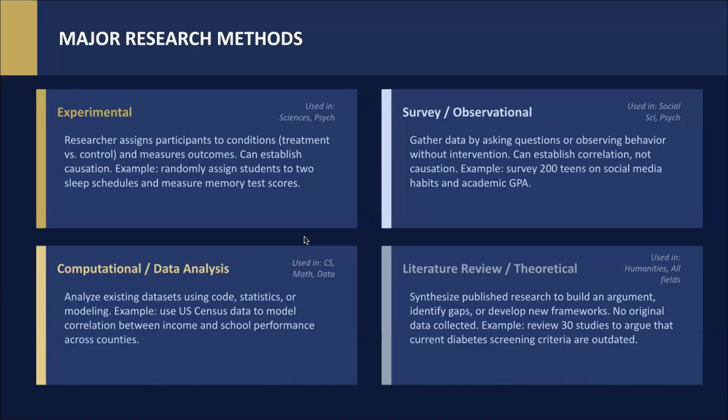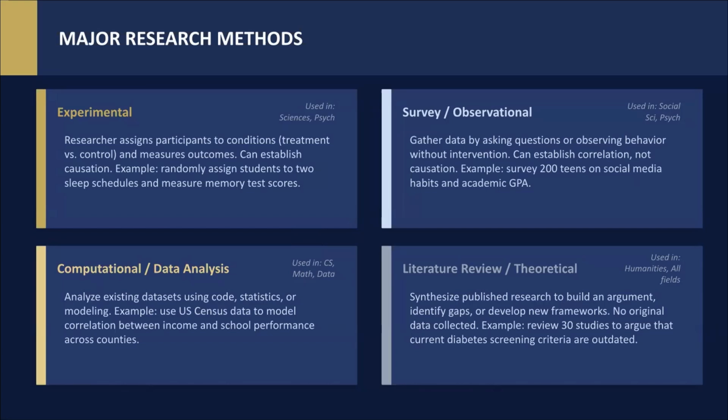So, major research methods. The first is experimental, and it's used in sciences and psychology. Experimental: the researcher assigns participants to conditions, treatment versus control, and measures outcomes. It can establish causation. For example, randomly assign students to 2 sleep schedules and measure memory test scores.